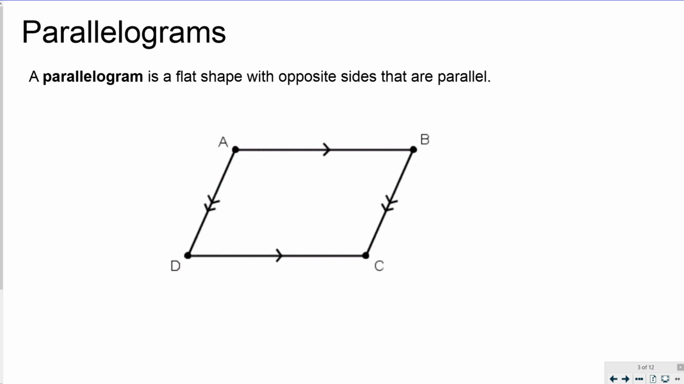Alright, so first we're going to start with the definition of a parallelogram. It's a flat shape with opposite sides that are parallel. And it is a flat four-sided shape. So being very specific, it has to be four-sided, which makes it a quadrilateral. So it is a quadrilateral, a flat four-sided shape with opposite sides that are parallel.